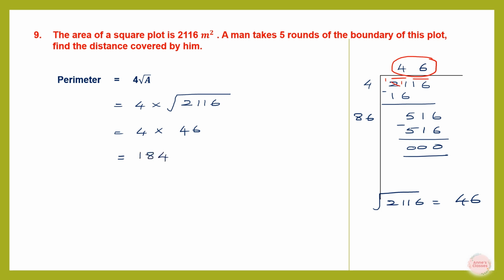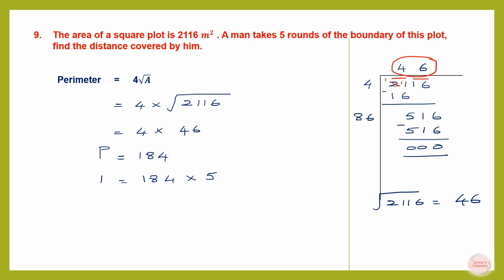So this is 46. So now we have to multiply 46 into 4, which is 184. So we have found the perimeter to be 184. That means one border. Now this man has taken 5 rounds. That means we have to multiply this perimeter by 5, because 5 times the perimeter. So that is 184 into 5. So this will be the distance covered by the man.